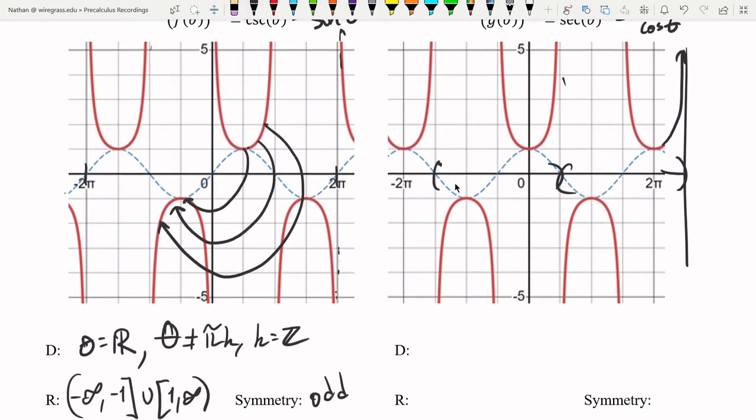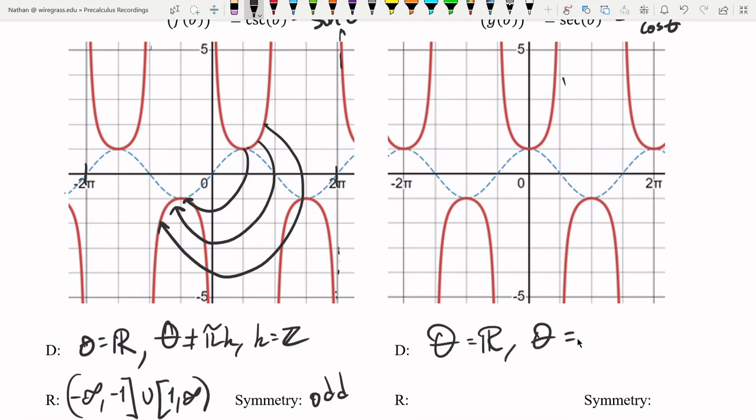Similarly, for secant, it's nearly the same kind of stuff for domain and range. The domain is going to be everything except, in this case, it's not going to be the pi. It's going to be negative pi over 2 and pi over 2. This is going to be 3 pi over 2 and negative 3 pi over 2. And so for that, we have pi over 2 plus pi k, where k is an integer.